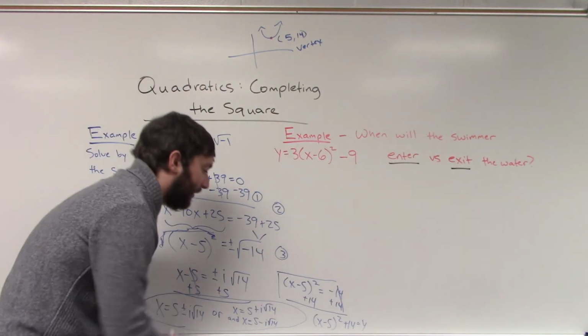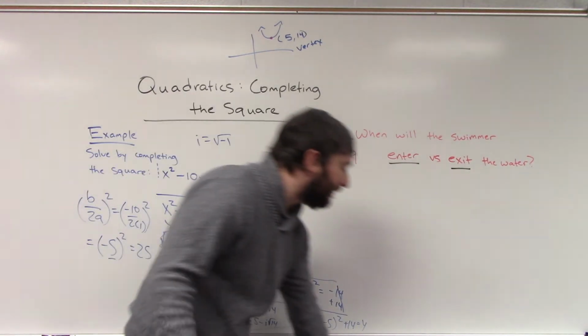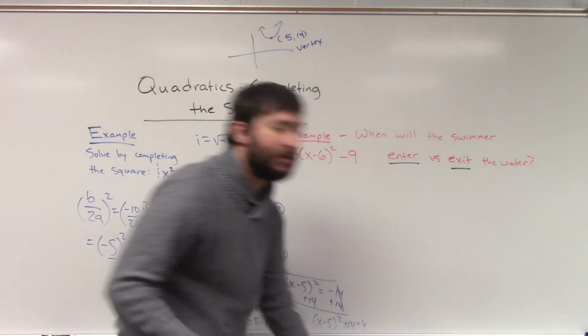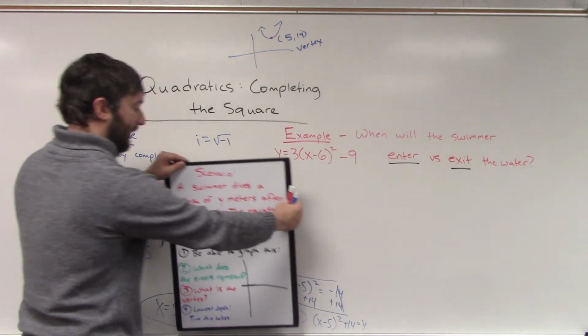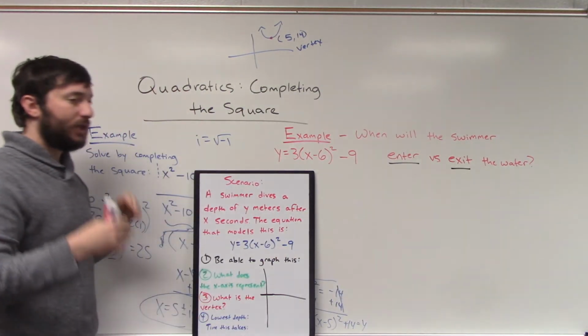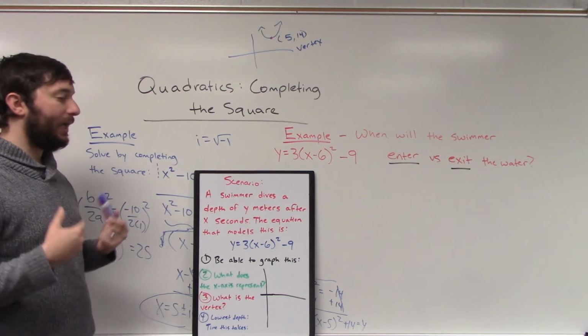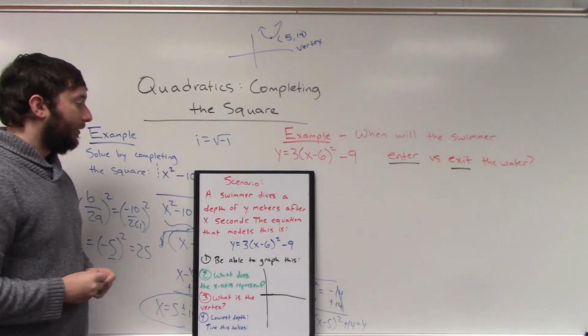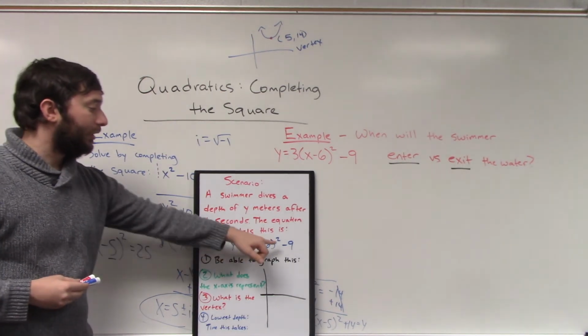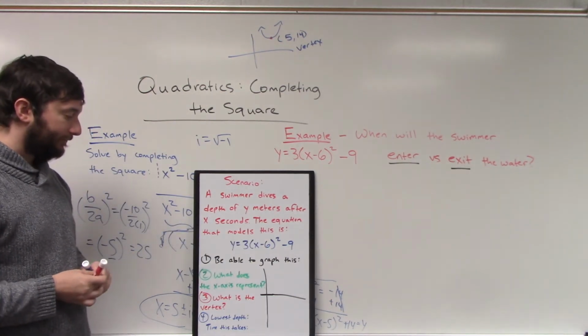Now, what I want to end with here is a scenario that tells us why the vertex might be important to find. So this is something from the real world. Think of a diver who dives down y meters after x seconds into a pool, for example. So how would that look? And I'm given an equation to model this.